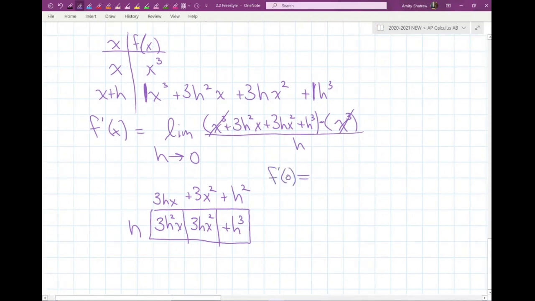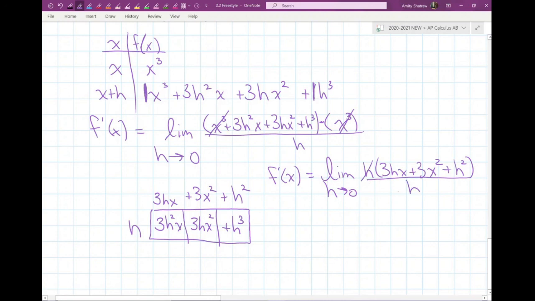So I say then that this is really equal to the derivative. I kind of wrote over there, so I'm going to move over. Sorry, the derivative of my function is equal to the limit as h approaches 0 of, ready, h times 3hx plus 3x squared plus h squared, all over h. And these h's disappear. And that's awesome. And now I don't have a denominator anymore, so I'm not worried about division by 0. And I'm going to go ahead and plug in that h is 0.